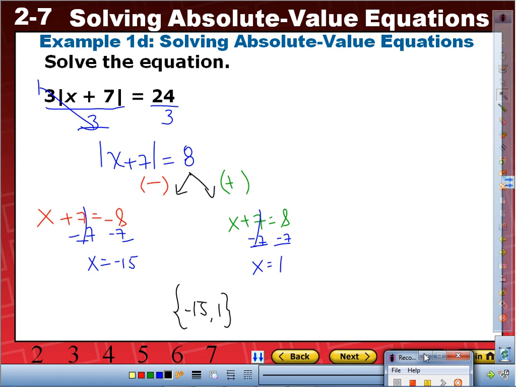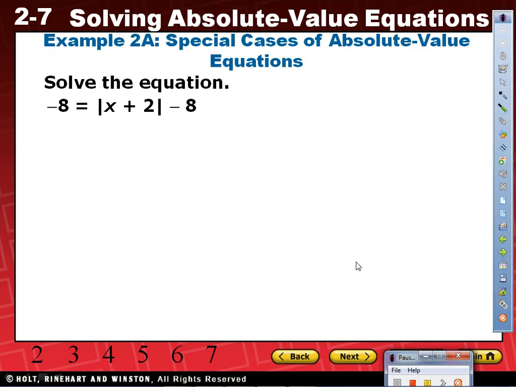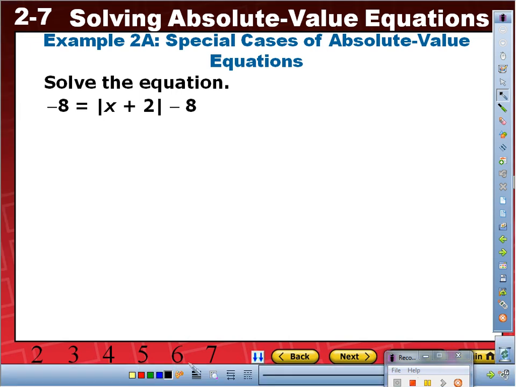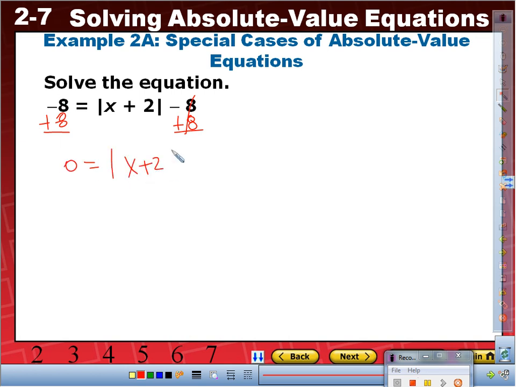Okay, copy this next one down, please. It says negative 8 equals absolute value x plus 2, close the absolute value, minus 8. Let's do this one together also. You're going to see how this is a little bit different. Here it goes. What is the inverse of subtracting 8? Yes, the inverse is to add 8 to each side. We're left with 0 equals absolute value x plus 2.